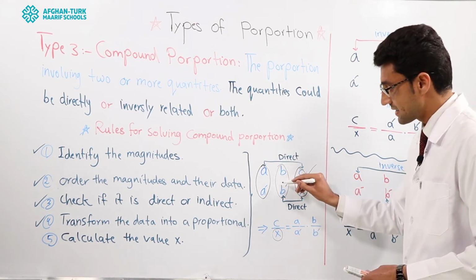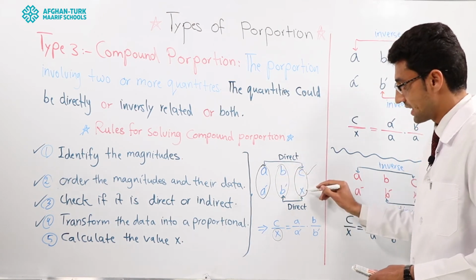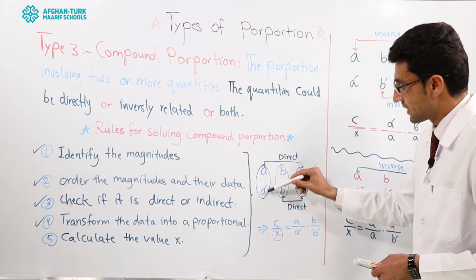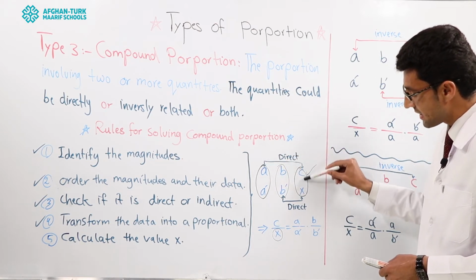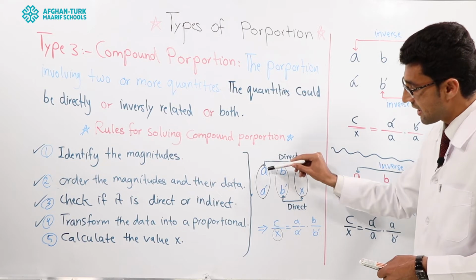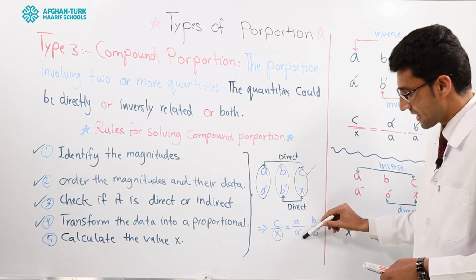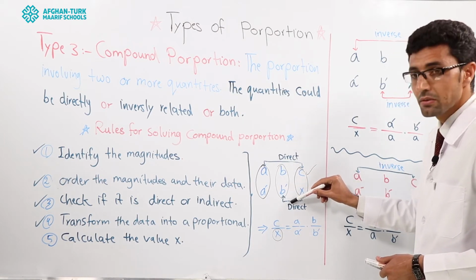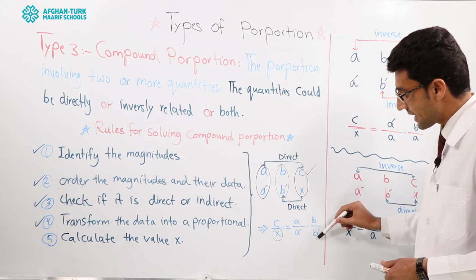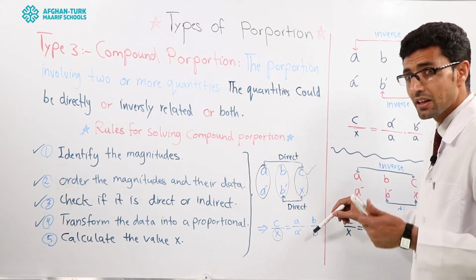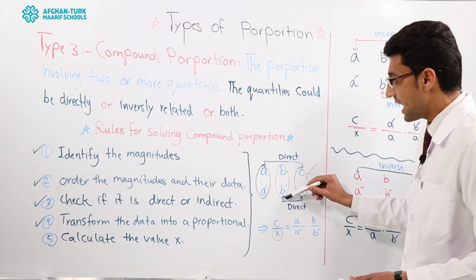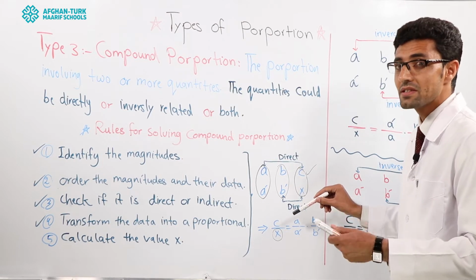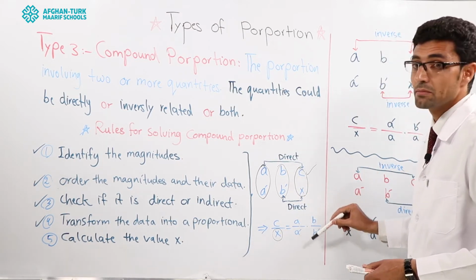Now you can compare these two quantities. As I compared, A dash has direct proportion with C, X. It means again I write A over A dash. B dash has direct proportion and we write again B over B dash. Do you remember that if B and B dash have inverse proportion, how do we write it? Yes, we write it inverse. It means B dash over B.